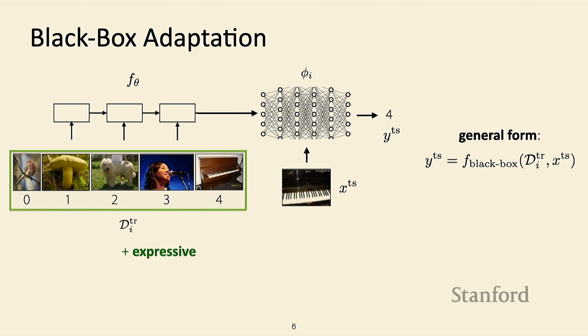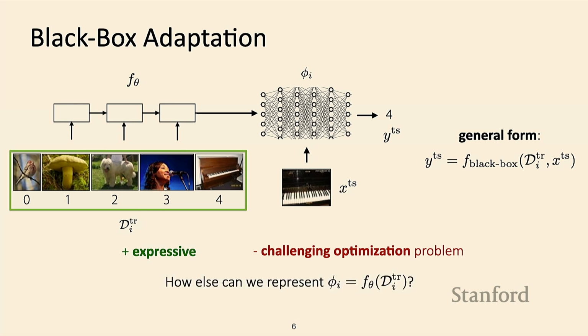This method was great in that it's very expressive. You can represent lots of different learning algorithms with these large black box neural networks. But they can also be somewhat challenging to optimize, and that's maybe something that you came across in homework 1 if you've gotten started on that.